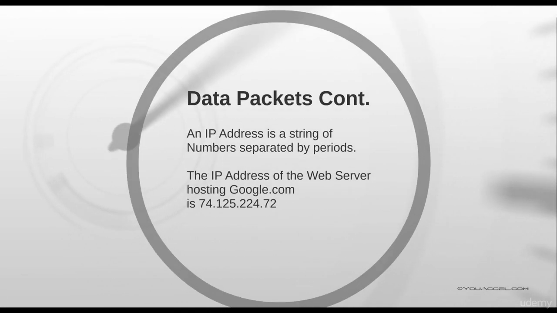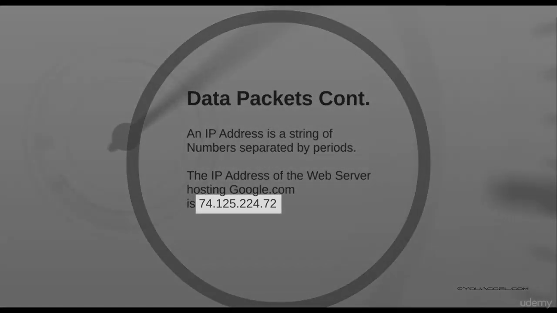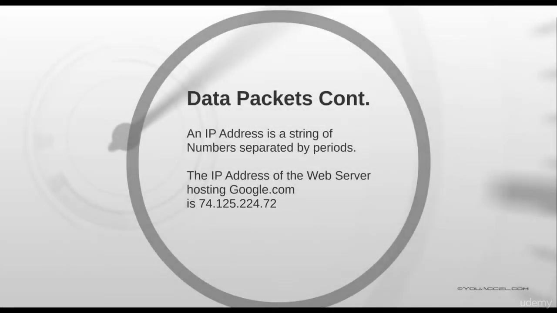An IP is a string of numbers separated by periods that identifies each computer that is connected to a network or the internet. For example, the IP address for google.com's web server is 74.125.224.72. Each website has its own unique IP address. We'll discuss how this IP translates into google.com later in this lesson.